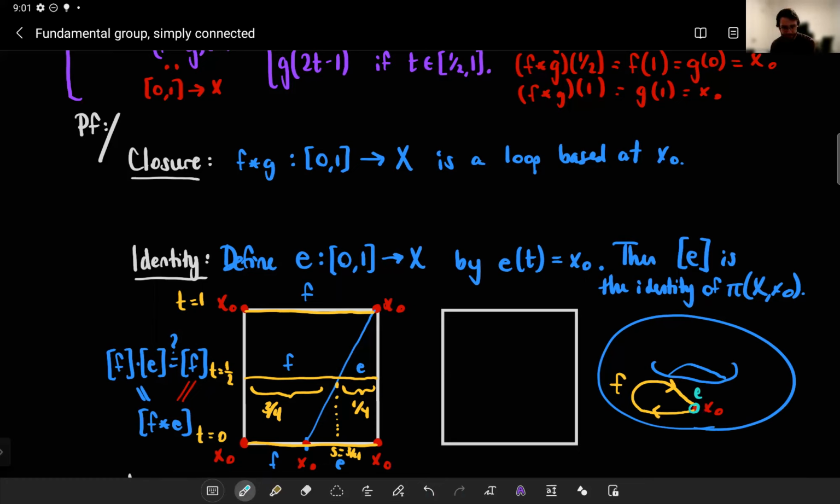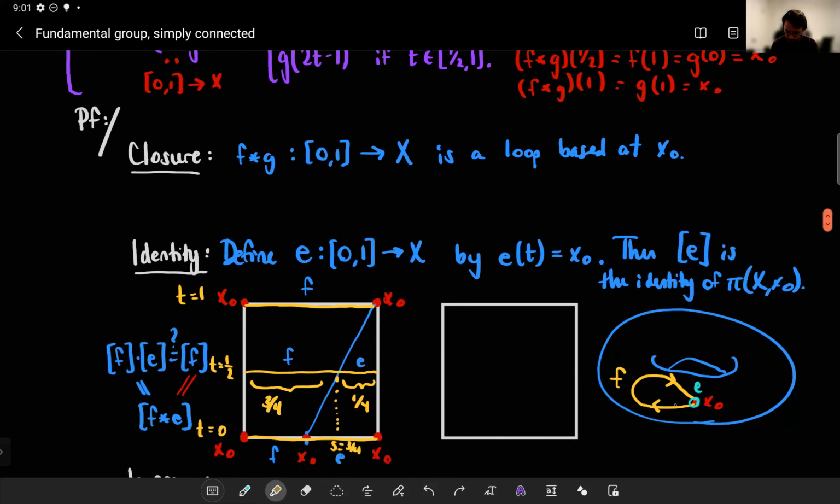So E does nothing. So what are we saying? We're saying first at time t equals 0, what we're doing is we're traversing F at double speed and then sitting at E for the remaining half a second. As we go up, as time progresses, we go around F at a bit more leisurely pace. So we spend 3/4 of a second going around. And then we sit at E for 1/4 of a second.